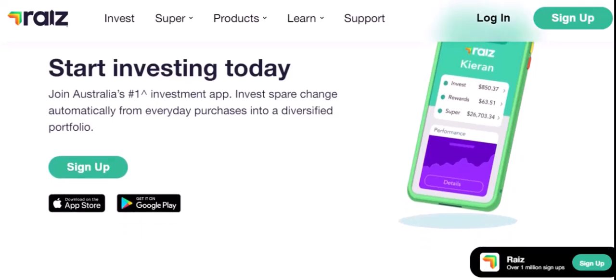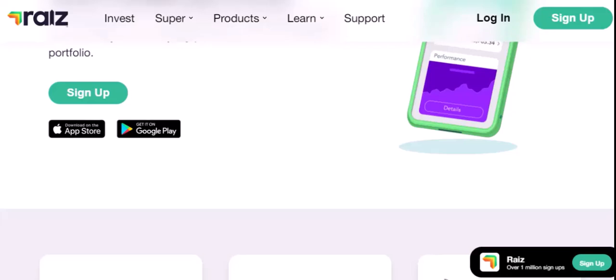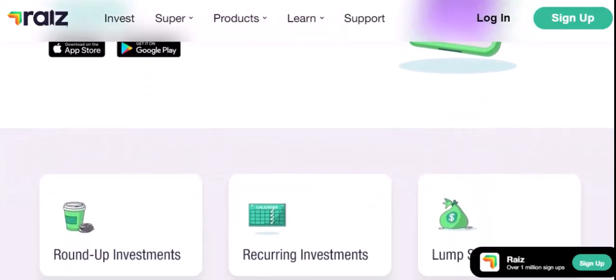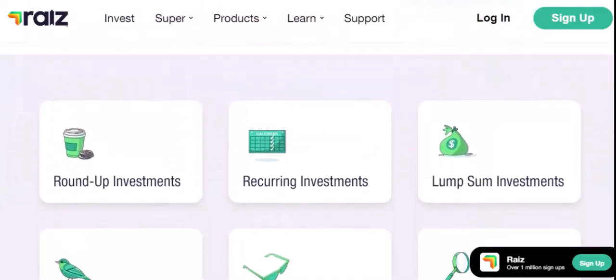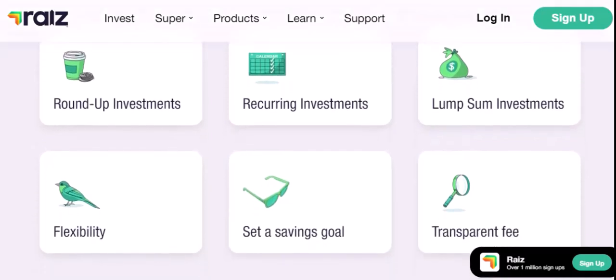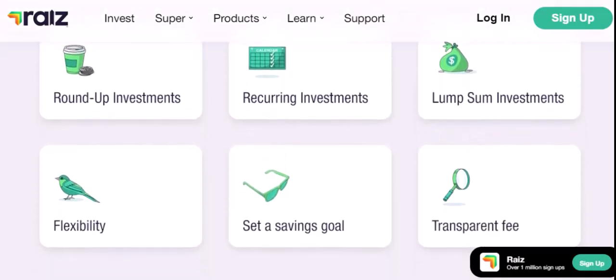Automation. The app does all the heavy lifting, so you don't have to worry about researching investments or timing the market. Diversification. By investing in a mix of assets, you're reducing your risk. Compound interest. The power of compound interest can work wonders over time, especially when you start investing early.